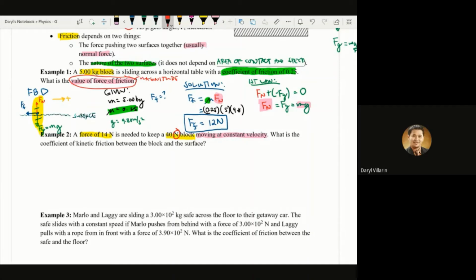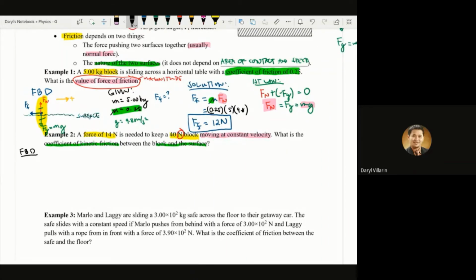What is the coefficient of friction between the block and the surface? So you're solving for the coefficient of friction between the block and the surface. So again, always start with a free body diagram. In this particular case, you're talking about the object, so I'm just going to represent that one by a dot.